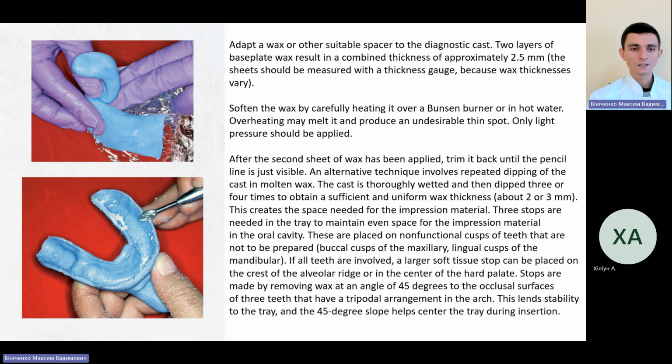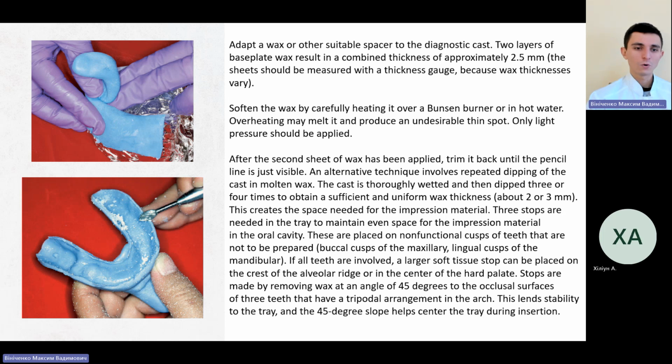Stops are needed in the tray to maintain even space for the impression material in the oral cavity. These are placed on nonfunctional cusps of teeth that are not to be prepared: buccal cusps of the maxillary, lingual cusps of the mandibular. If all teeth are removed, a large soft tissue stop can be placed on the crest of the alveolar ridge or in the center of the hard palate.